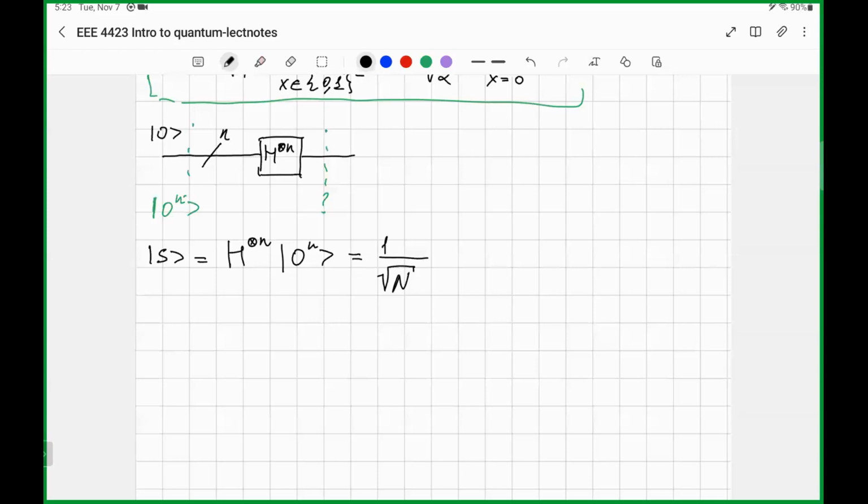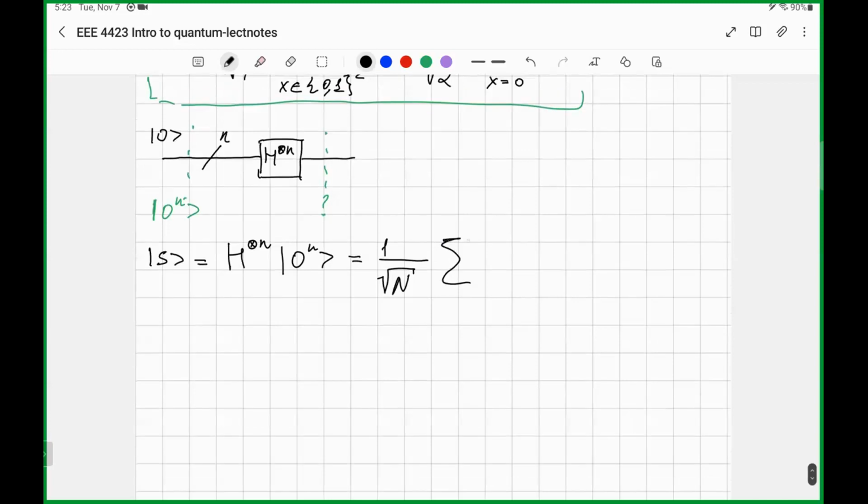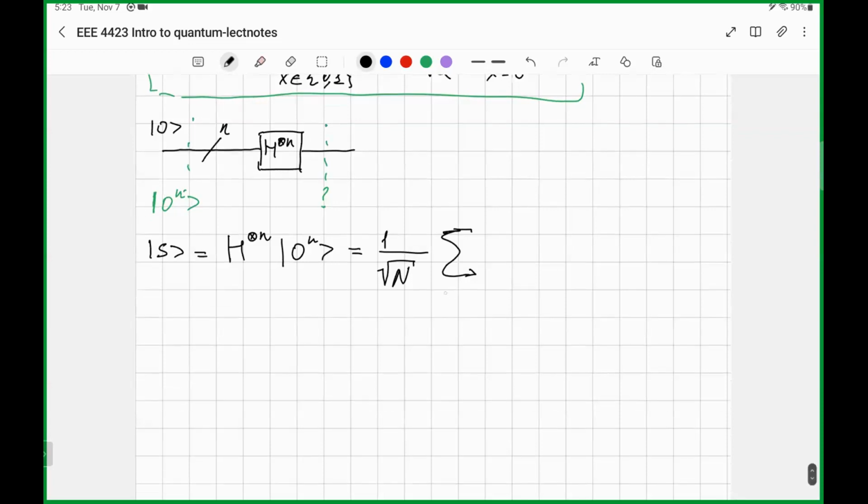Okay, so 1 over square root of N, and then a summation that runs over the states, from 0 up to N capital minus 1. If I number the states from 0, then the last one will be N minus 1. Okay, and state x encodes the number of the computational basis state.